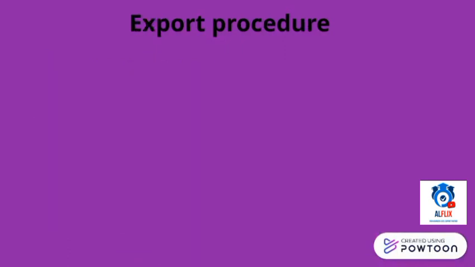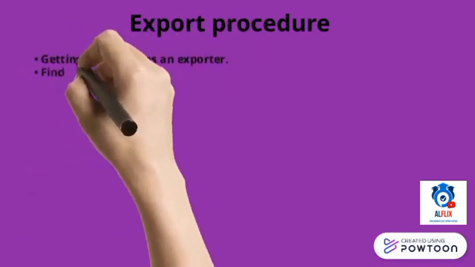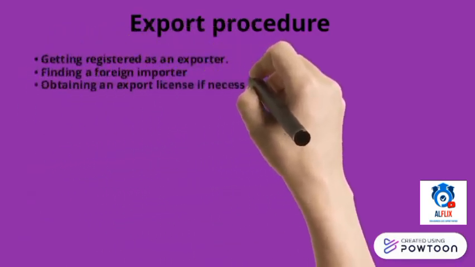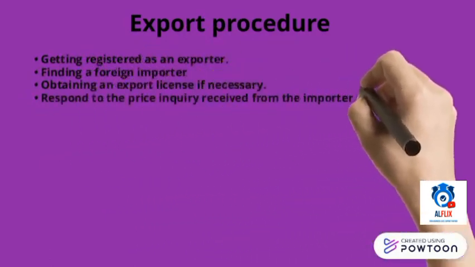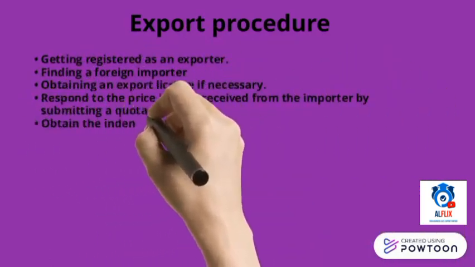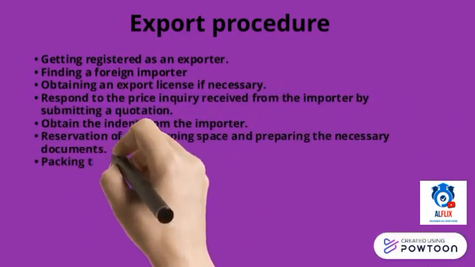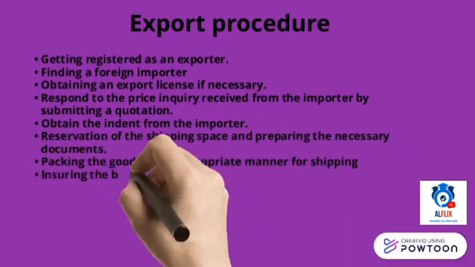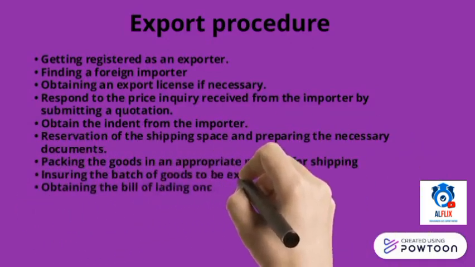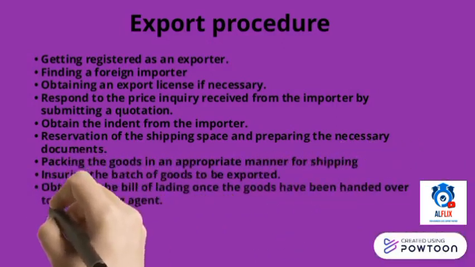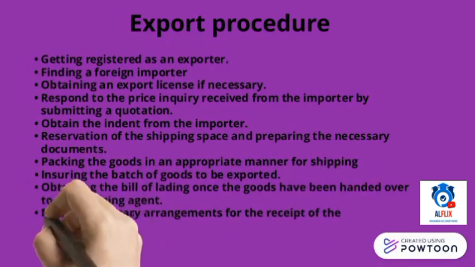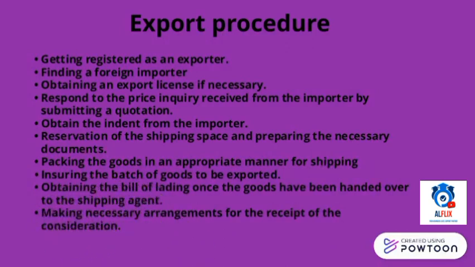Export procedure. Getting registered as an exporter, finding a foreign importer, obtaining an export license if necessary, respond to the price inquiry received from the importer by submitting a quotation, obtain the indent from the importer, reservation of the shipping space and preparing the necessary documents, packing the goods in an appropriate manner for shipping, ensuring the batch of goods to be exported, obtaining the bill of lading once the goods have been handed over to the shipping agent, making necessary arrangements for the receipt of the consideration.